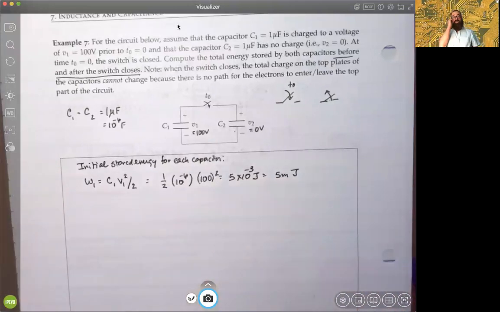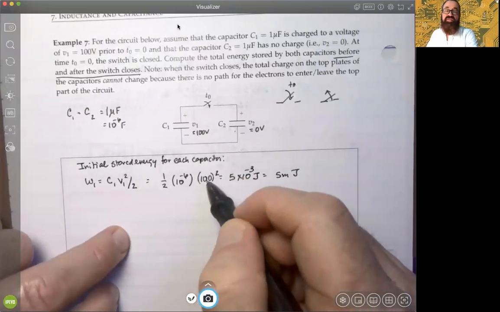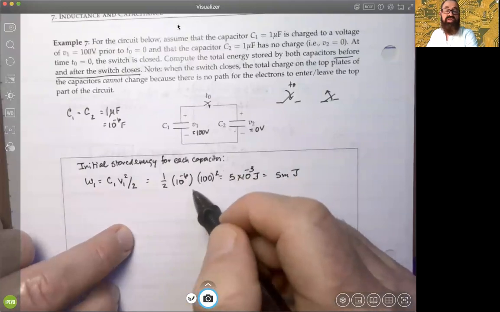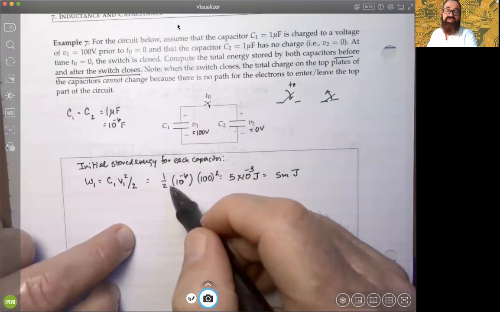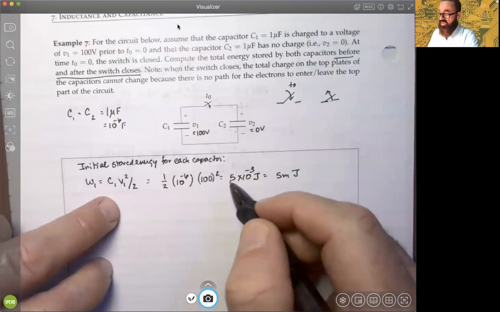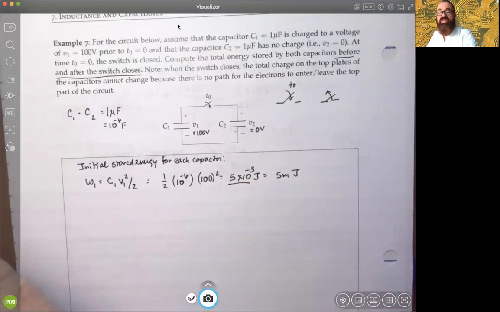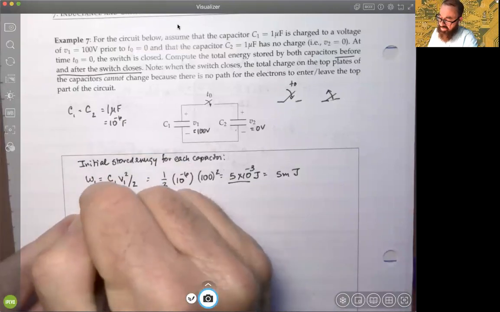I'm just playing a little bit with exponents there. 100 squared, of course, is 10 squared, and then that squared is 10 to the 4th. And then we're going to get 1/2, so if I want to represent that as 5/10, that's 5 times 10 to the minus 1. There are a lot of ways I can represent it, but I'm going to represent everything in this case in microjoules. W2 is easy, 0.